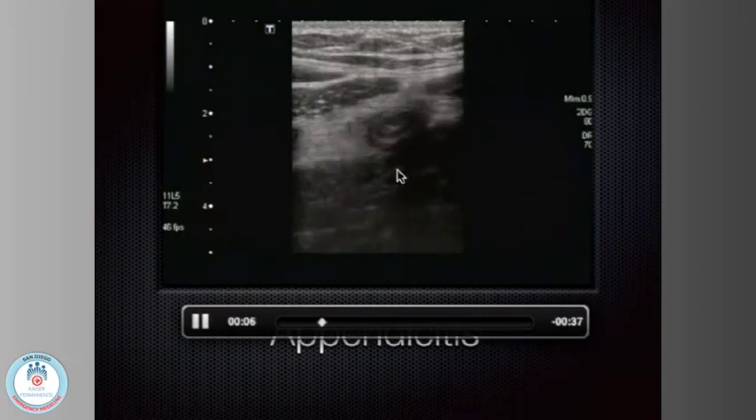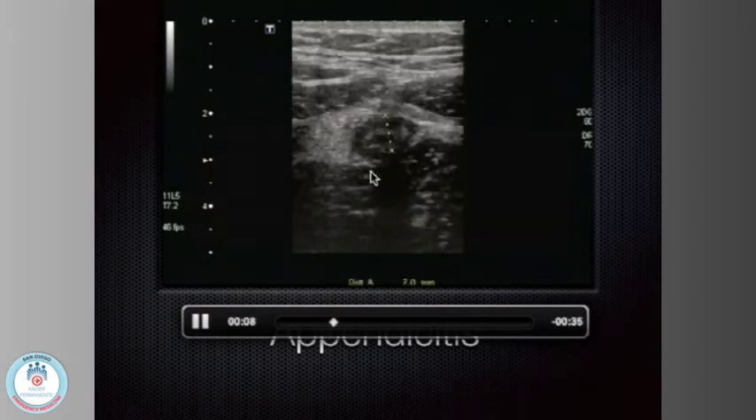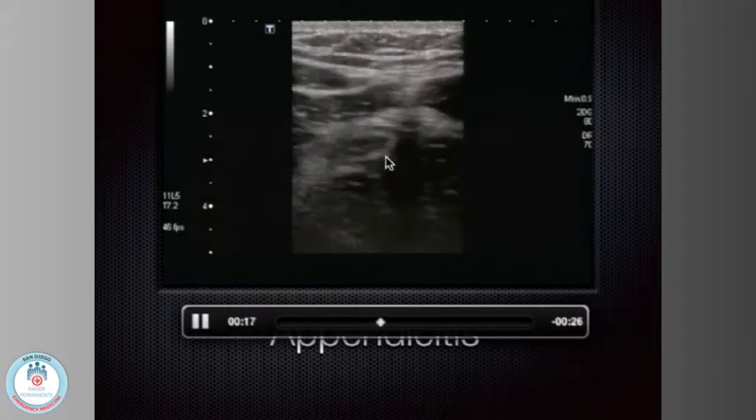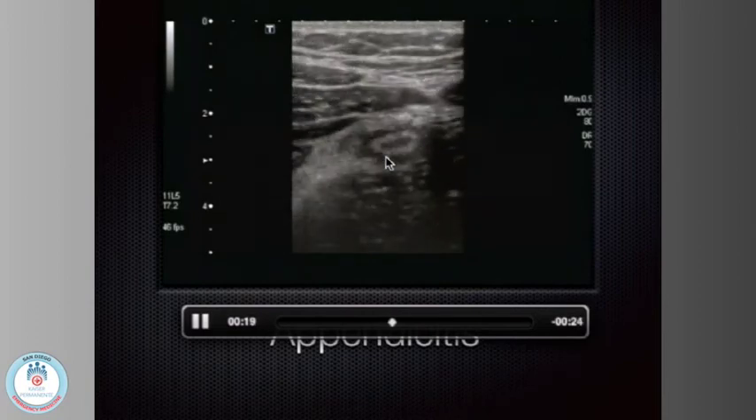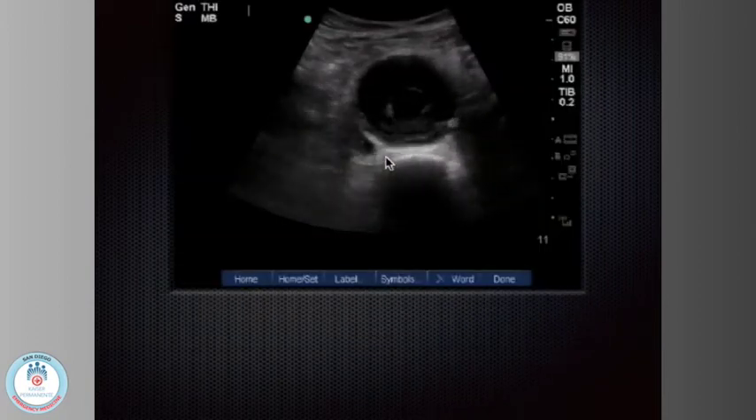This is the appendix that's getting caught right here between the psoas muscle down here, and then here's my abdominal wall musculature up here. I measured out, it's almost 1 centimeter from the outer wall mucosa to the outer wall mucosa there. And so, yeah, it's this part that lacks peristalsis.